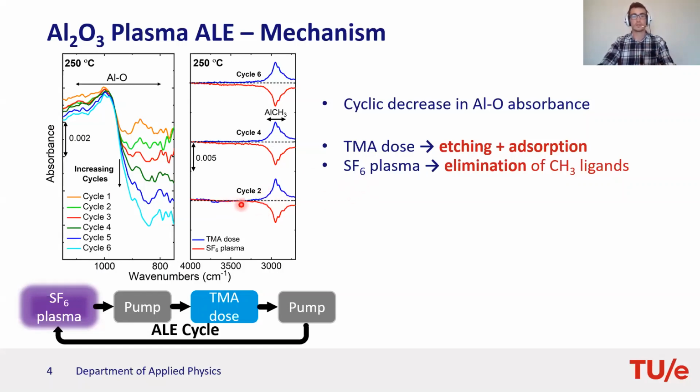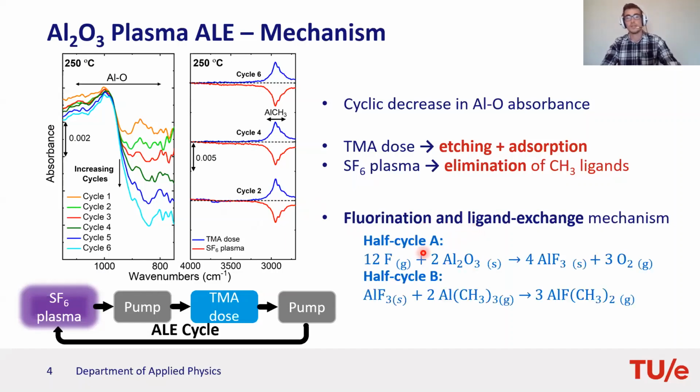In the following SF6 plasma exposure, we see that there is an elimination of these methyl groups. We think this is performed by fluorine radicals, which also fluorinate the aluminium oxide surface. So taking these observations, and also the similar observations that have been seen for thermal ALE, we think that we are seeing a fluorination and ligand exchange reaction mechanism for our SF6 plasma TMA process, with the key difference between this process and the thermal process being the use of plasma radicals as opposed to hydrogen fluoride to modify the initial aluminium oxide surface. Etching is then achieved in a similar manner by using TMA.